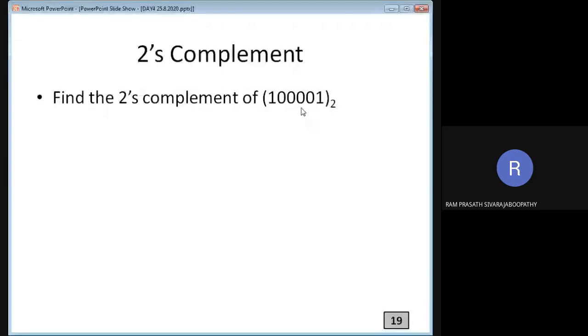See, first take the 1's complement. Jyoti Prasad, very good. He has given the correct answer. Rizwan, very good. Okay, see, first take the 1's complement and only then add 1.